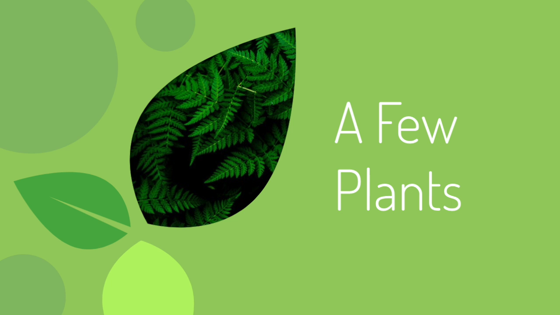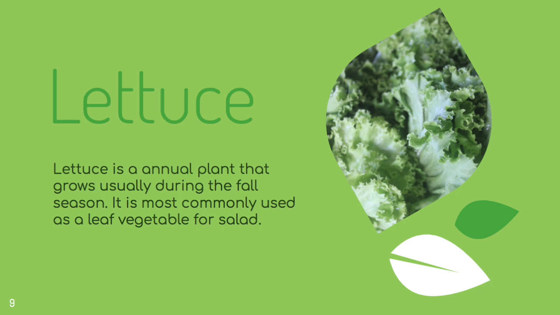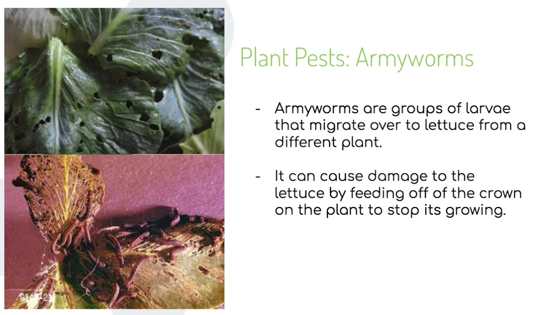Now let's dive right into learning. Lettuce is an annual plant that is mostly grown during the fall season. It is most commonly used as a leaf vegetable for salad. Plant pest. Armyworms are larvae that come in groups and cause holes all throughout the lettuce leaves.